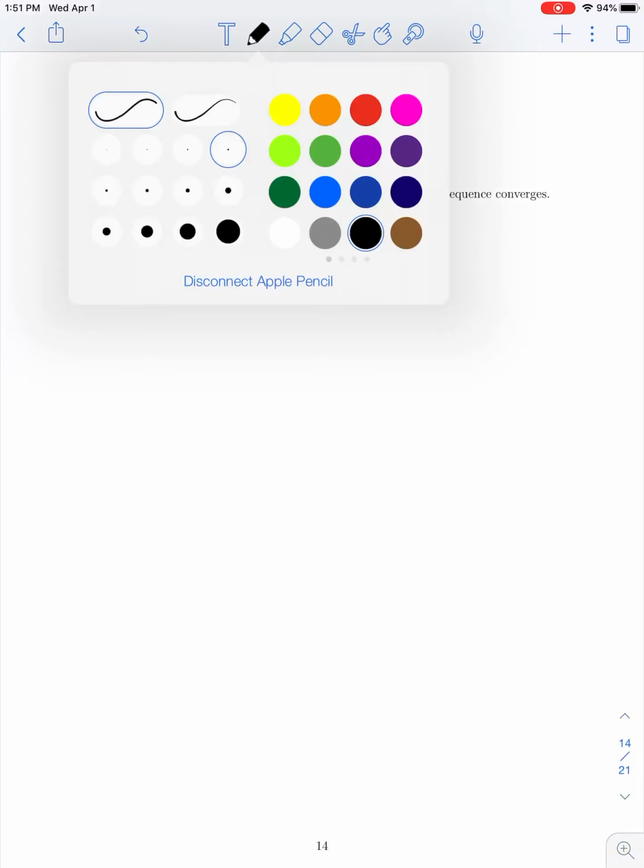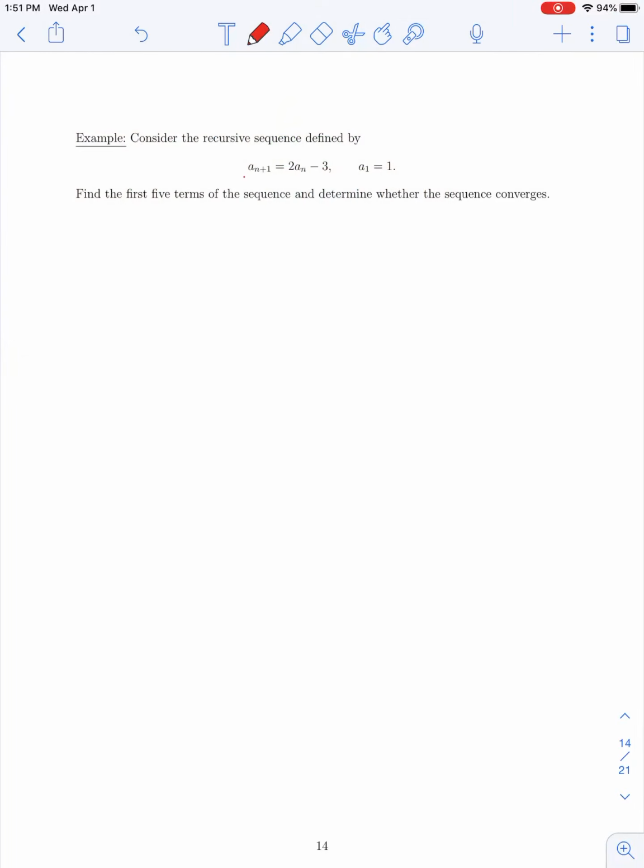So let's look at another example of a recursive sequence, to get a little more familiar with these. In this next example, we are told to consider the recursive sequence defined by the following recurrence relation. To get a sub n plus 1, we take 2 times a sub n and subtract 3, and the first term in our sequence is 1. So again, we're supposed to write out the first 5 terms and determine whether our sequence converges.